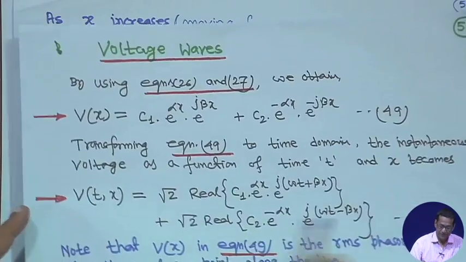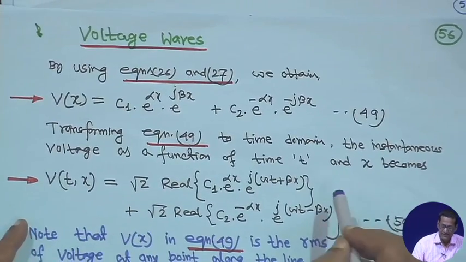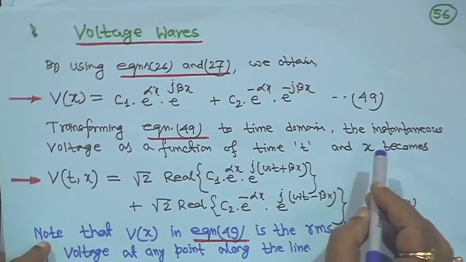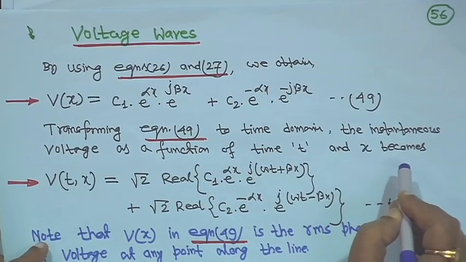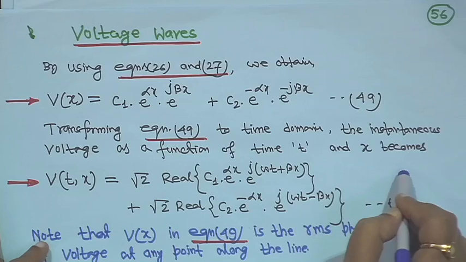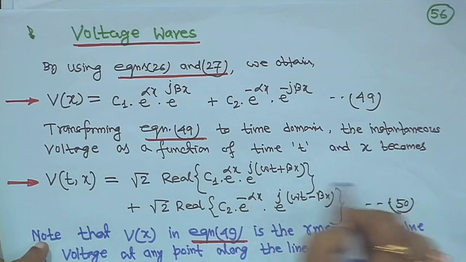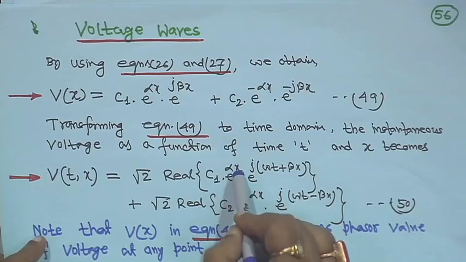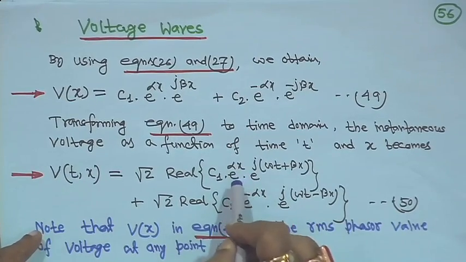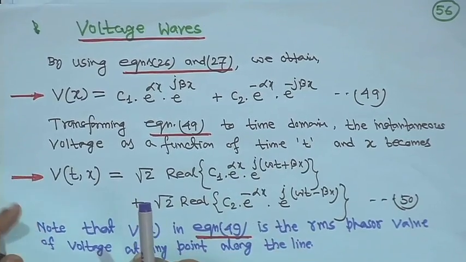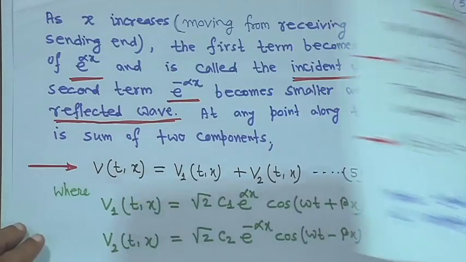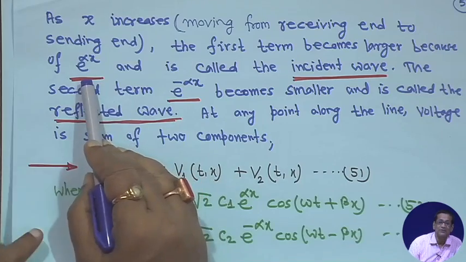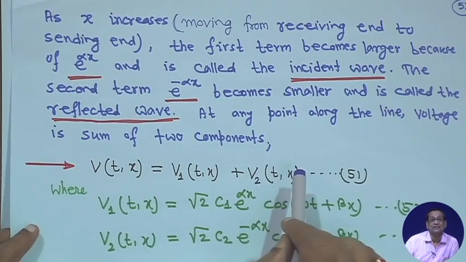When you are deriving the expression for the long line, distance is considered from the receiving end to the sending end. So when you move from the receiving end to the sending end, x is increasing, and e to the power alpha x increases. That is why the first term becomes larger because of e to the power alpha x, and it is called the incident wave.